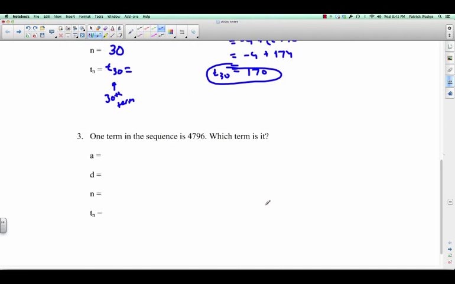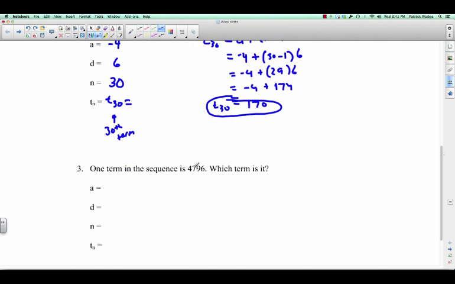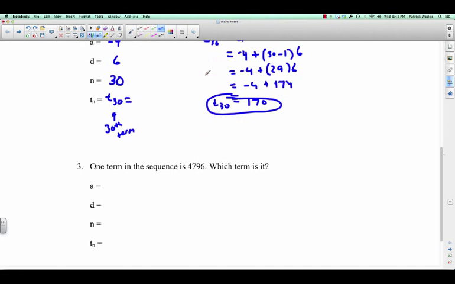Next one: a term in the sequence is 4,796. Which term is it? They're saying if you kept going up by 6, and going up by 6, and going up by 6, eventually you're going to hit that number, 4,796. Which term is it? So, do you know the first term? Yeah, it's exactly the same as it was before. It's still -4. Do you know the difference? Yeah, it's the same as well. It's still 6.